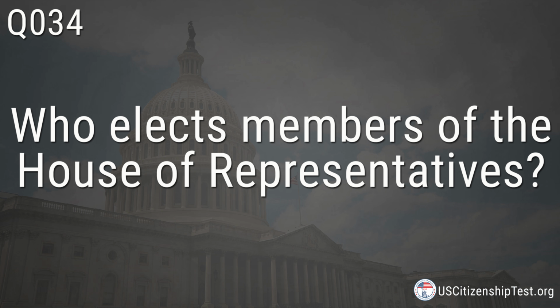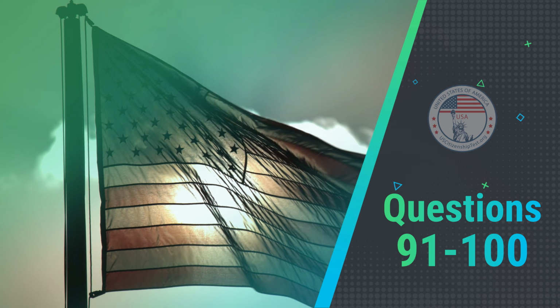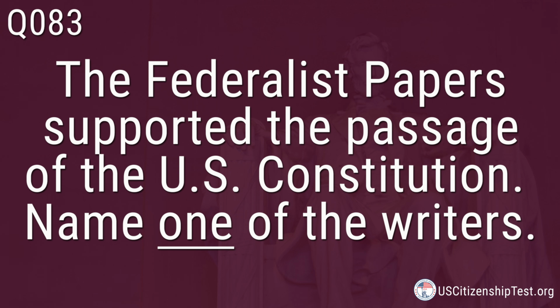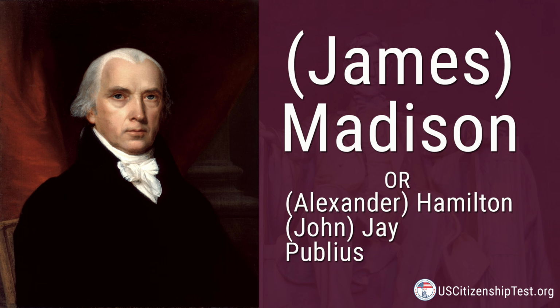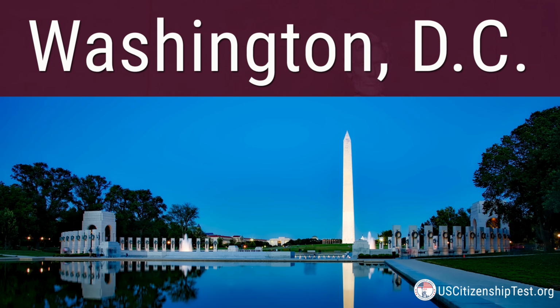Who elects members of the House of Representatives? Citizens in their district. The Federalist Papers supported the passage of the U.S. Constitution. Name one of the writers. James Madison. What is the capital of the United States? Washington, D.C.